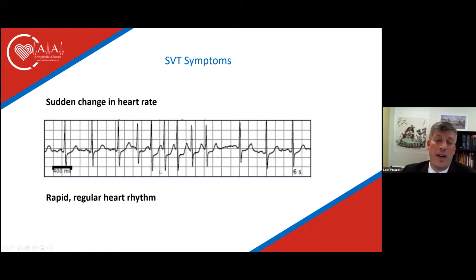And many people who have episodes of supraventricular tachycardia will indicate that their episodes are characterized by sudden onset of a rapid and regular heart rate and sudden disappearance of the fast heart rhythm and resumption of the normal heart rhythm.